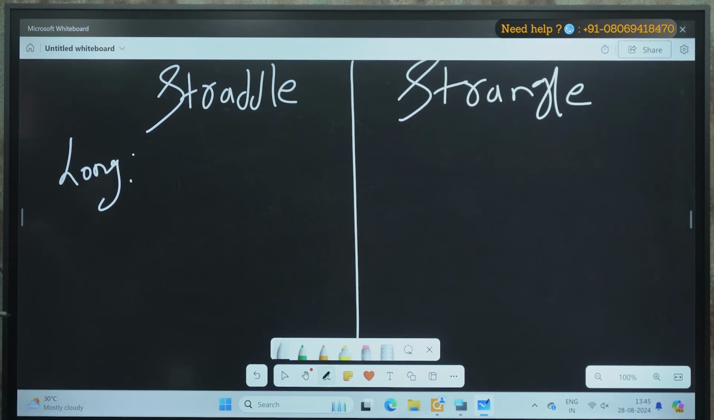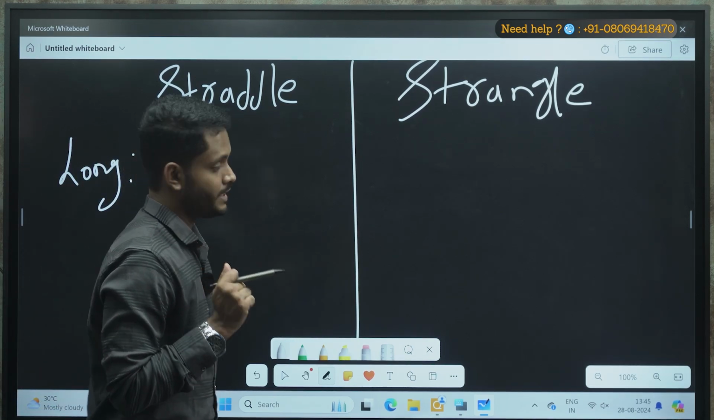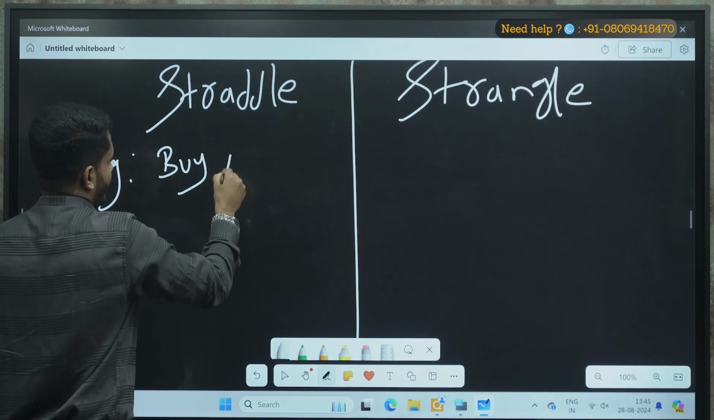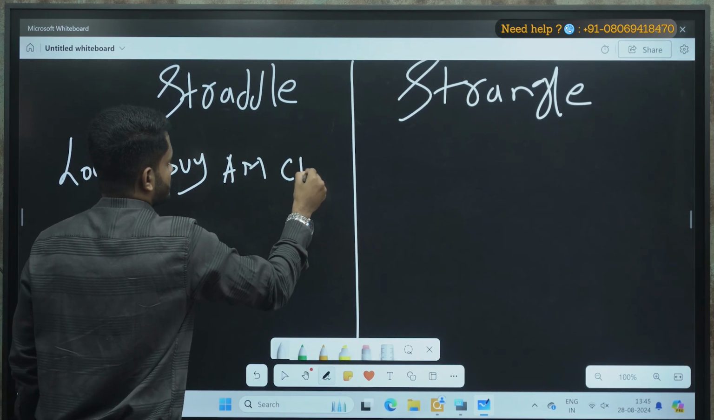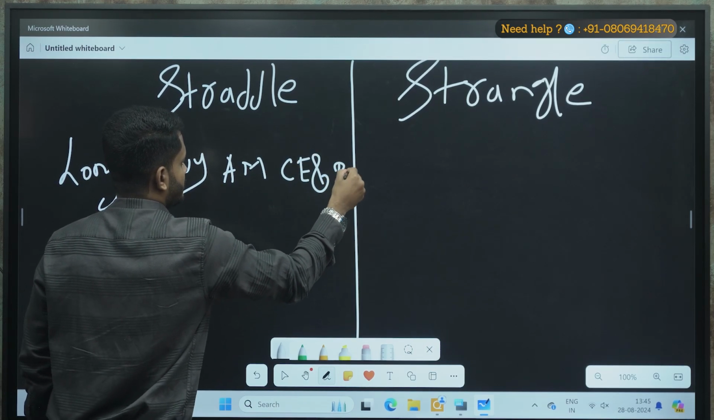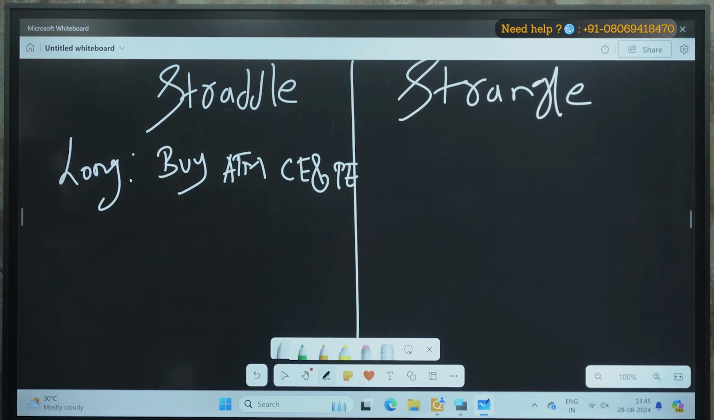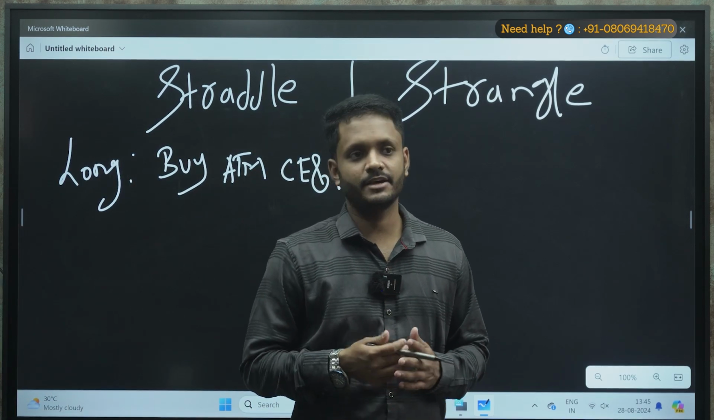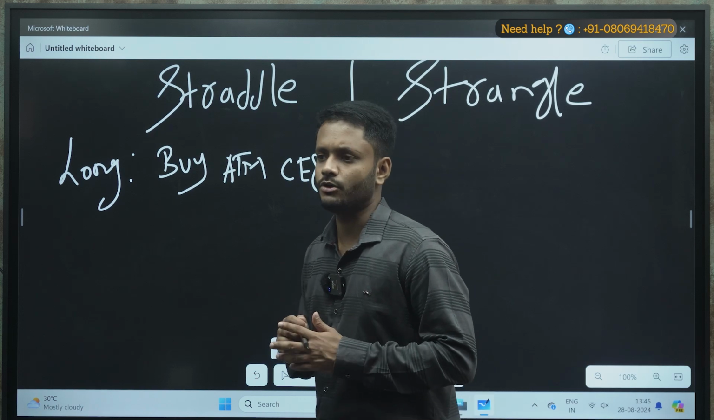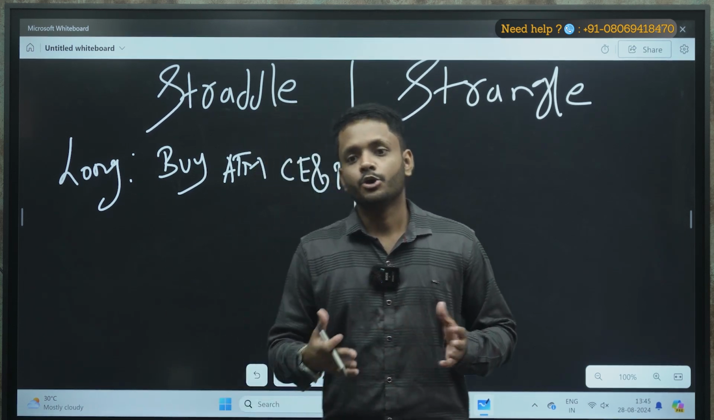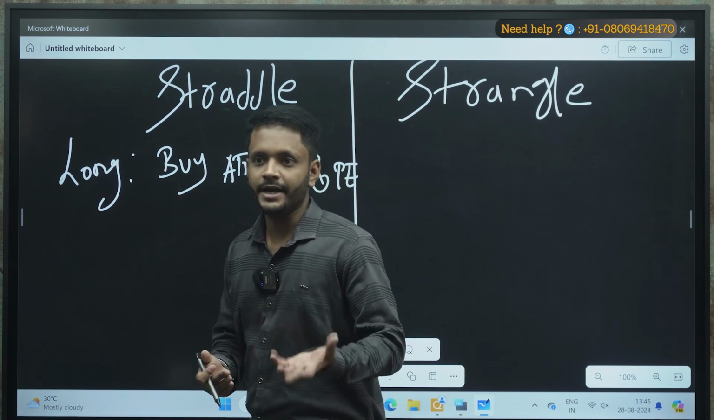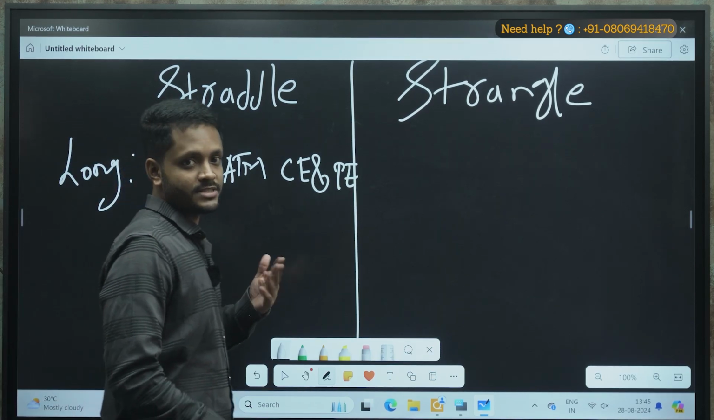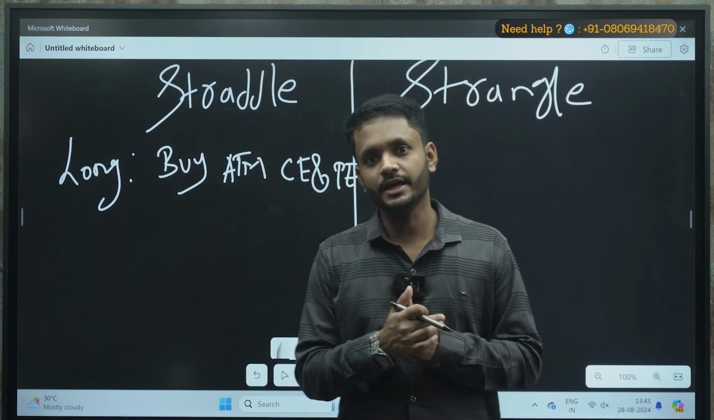What is long straddle and when do we usually deploy long straddle? Long straddle is when you buy ATM call and ATM put. Say, for example, if Nifty is trading at 25,000, we buy the 25,000 call as well as the 25,000 put. And when and why we deploy such a strategy is very important.